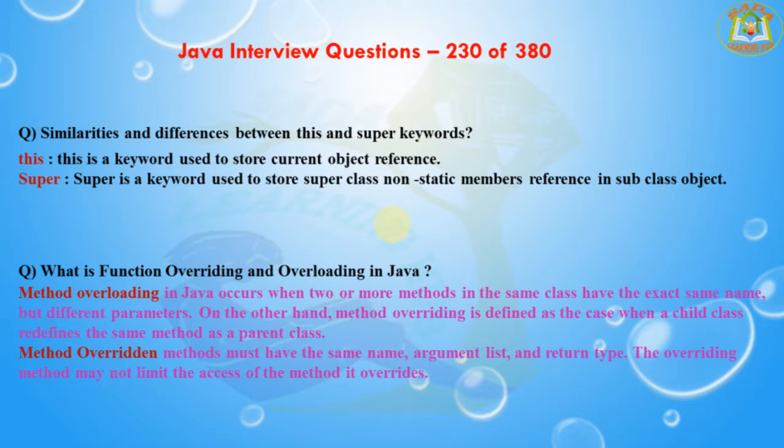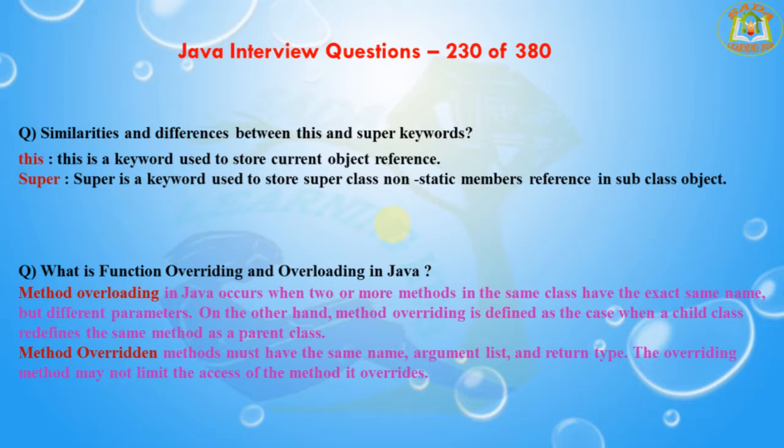The next question is, what is method overriding and overloading in Java? Method overloading in Java occurs when two or more methods in the same class have the exact same name but different parameters. On the other hand, method overriding is defined as the case when a child class redefines the same method as a parent class. An overridden method must have the same name, argument list and return type. The overriding method may not limit the access of the method it overrides.